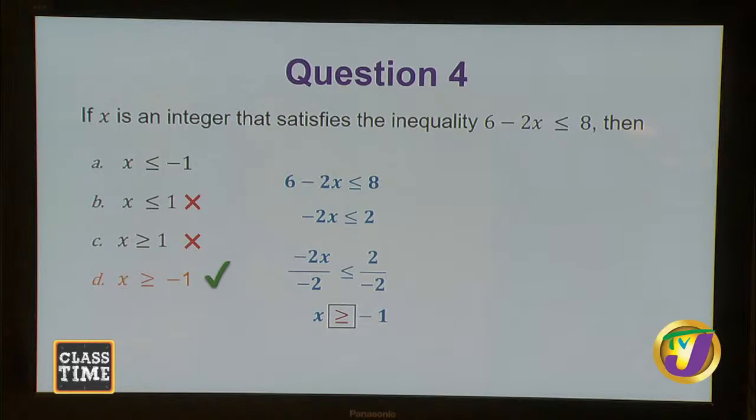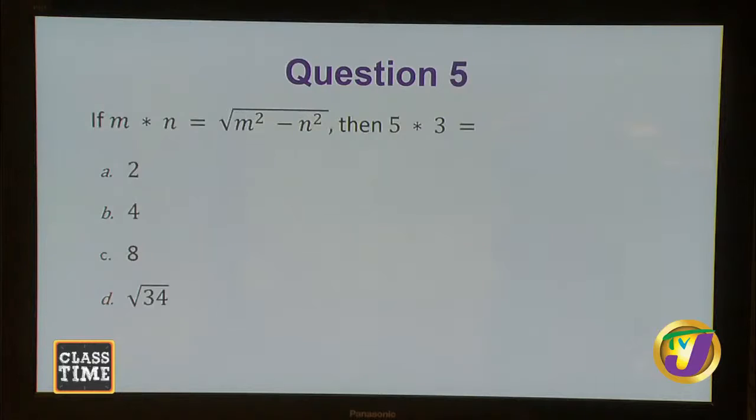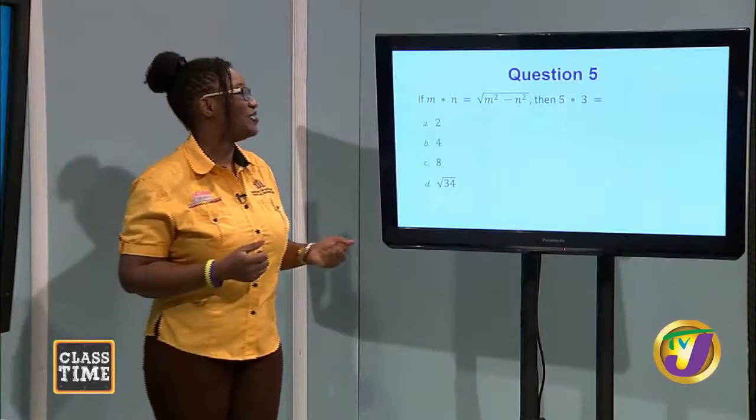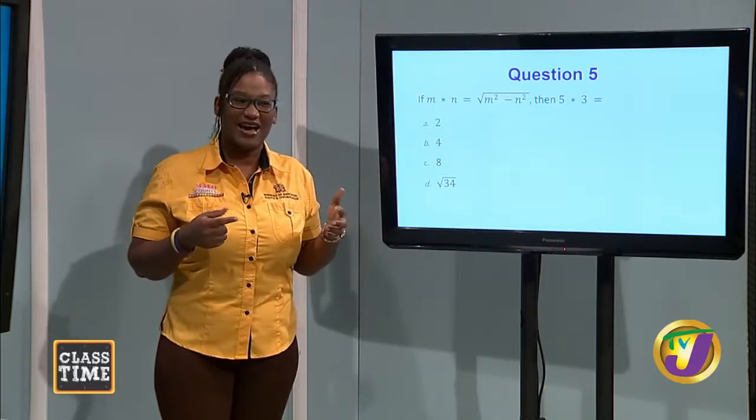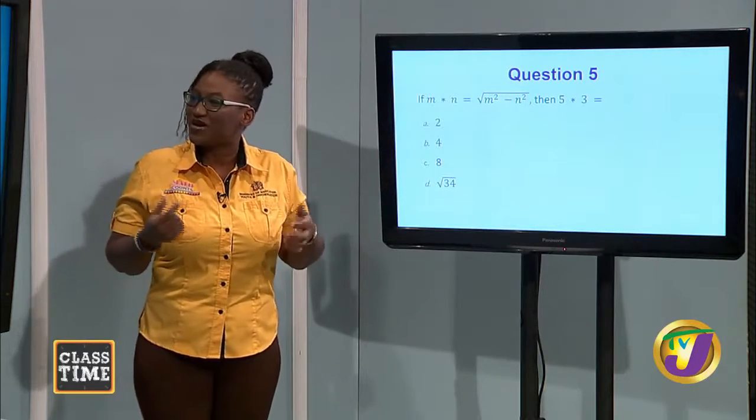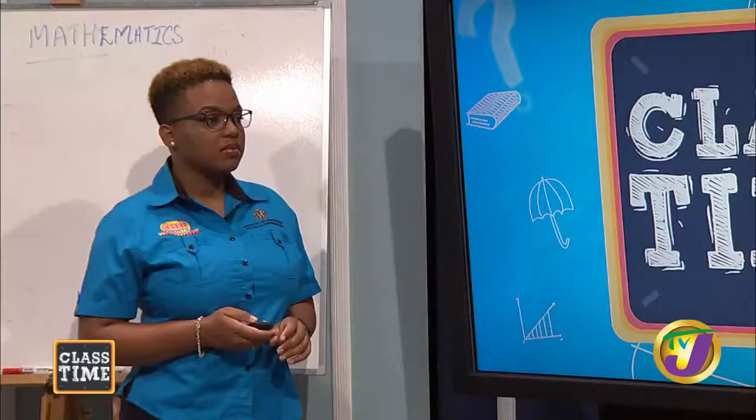Let's move right along. Question 5. So if m asterisk n, sometimes you might hear it as star in some cases, is equal to the square root of m squared subtract n squared, notice it's all under the square root symbol, then 5 star 3 is equal to? We don't know. But let's find out. But you know, Latoya, these binary operations really are a version in my mind of substitution, because an operation is taking place on these two values.